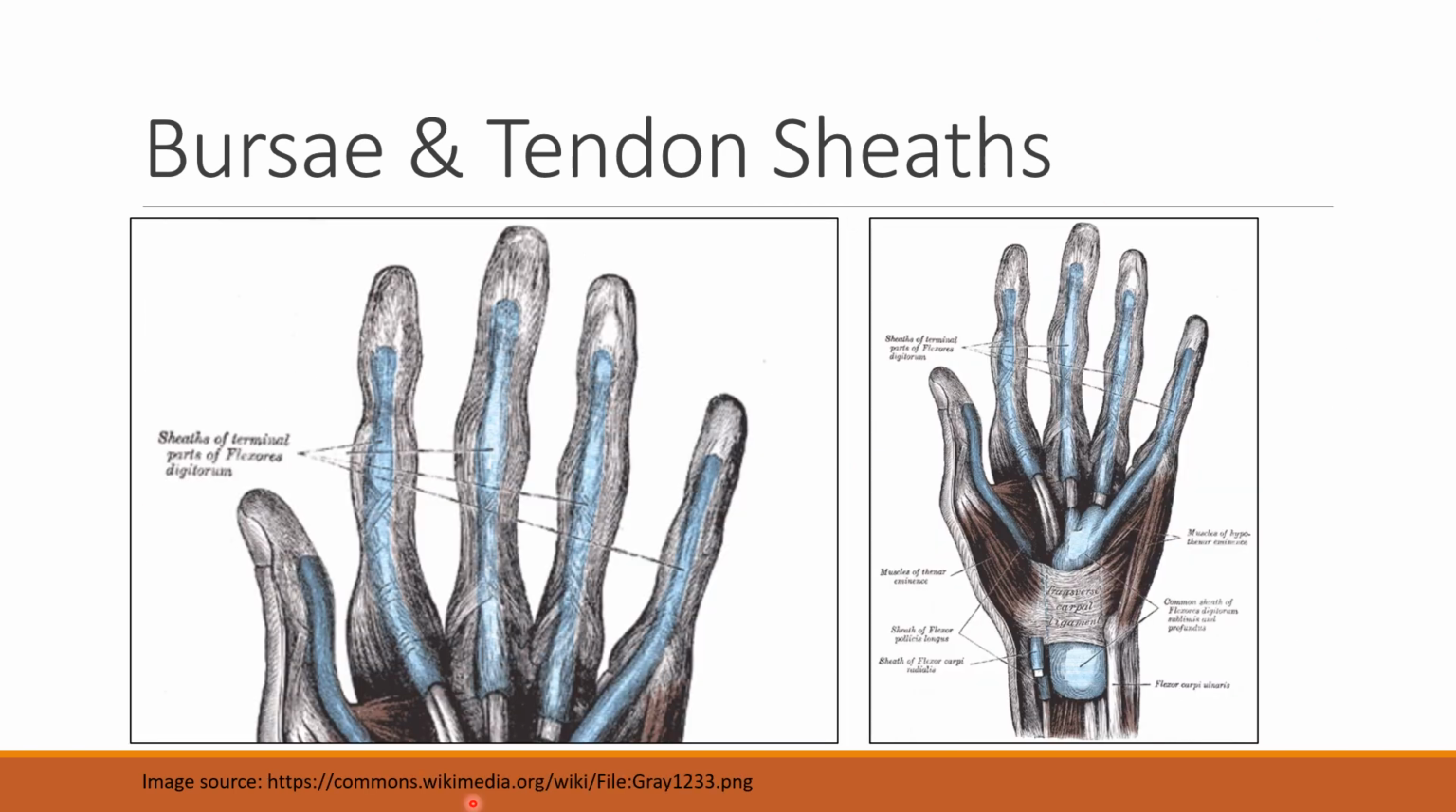These tendon sheaths are found throughout the body. Here's another example of one that you might see in the hand. The structures covered in this light blue color are the tendons, and these are the tendon sheaths. They involve your fingers, your hand bones, and then your wrist as well.